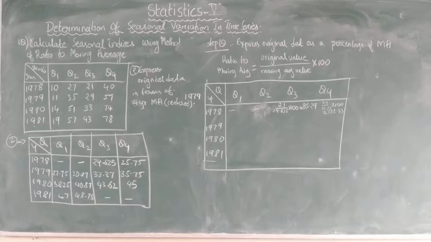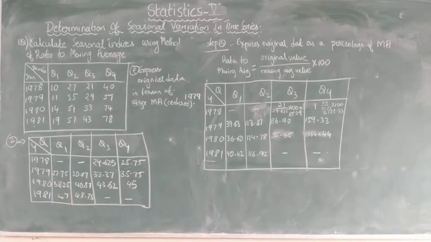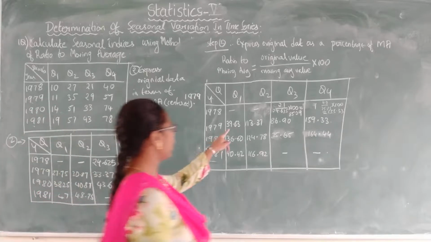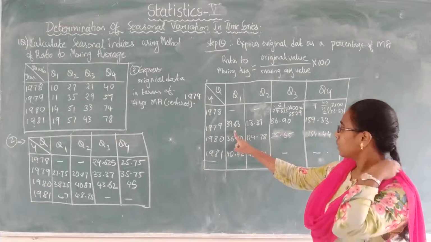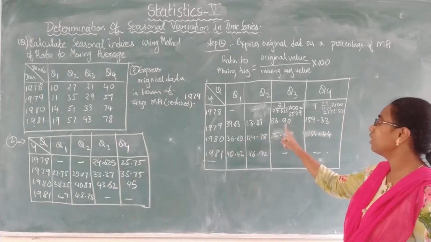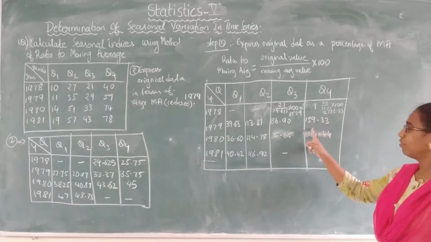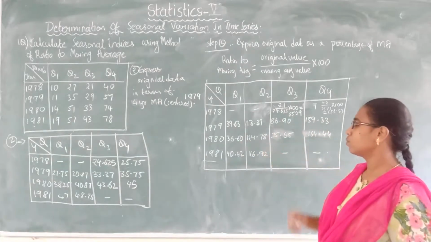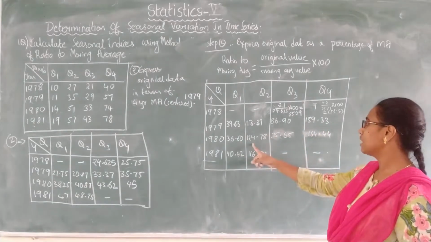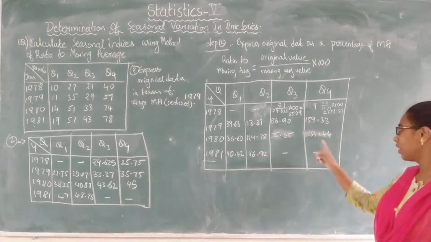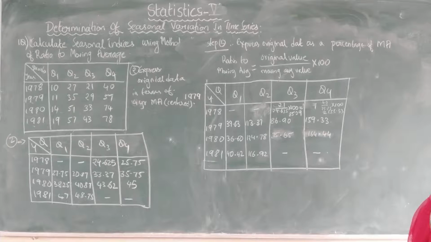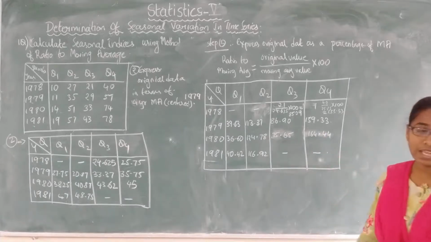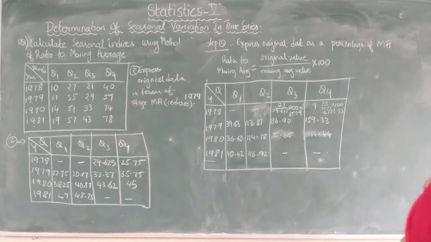Now complete this box. Similarly complete the remaining box also. You will be getting the ratio to moving average values as 39.63, 113.37, 86.90, 159.33, 36.60, 124.78, 75.65, 164.44, 40.42, 116.92, and the last two values will be as it is. So this is the third step.